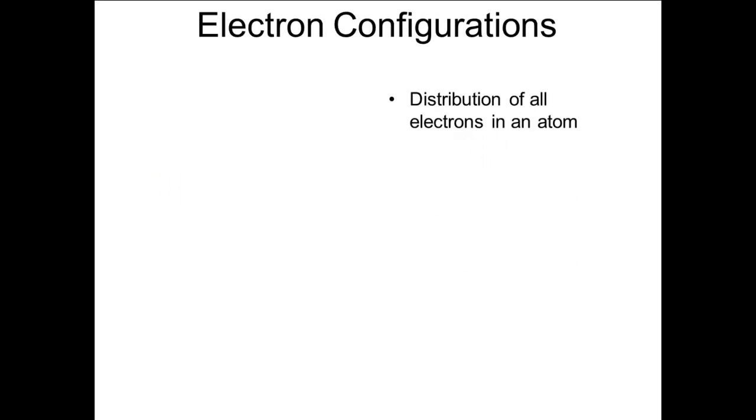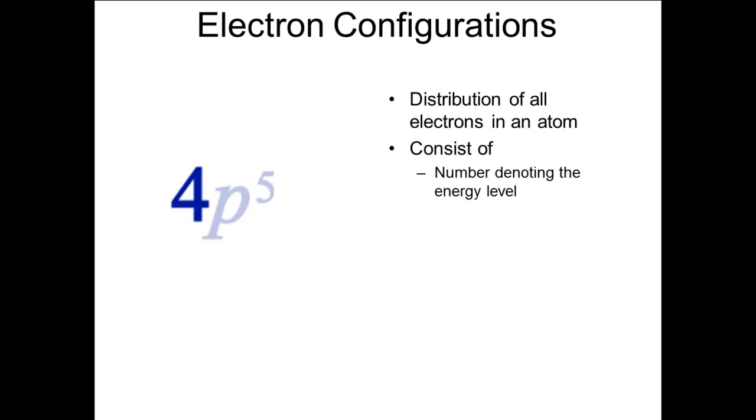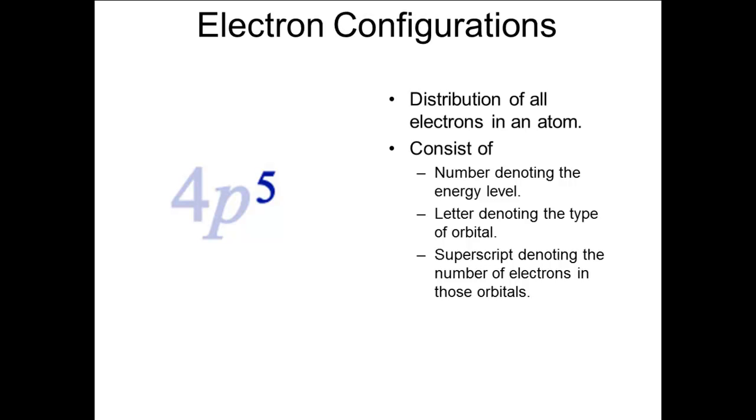This shorthand is electron configurations. Configurations show the distribution of electrons within the atom and consist of a number which shows the energy level, a letter for the subshell, and a superscript to tell how many electrons are present. The number and the letter together are the symbol of a particular subshell.